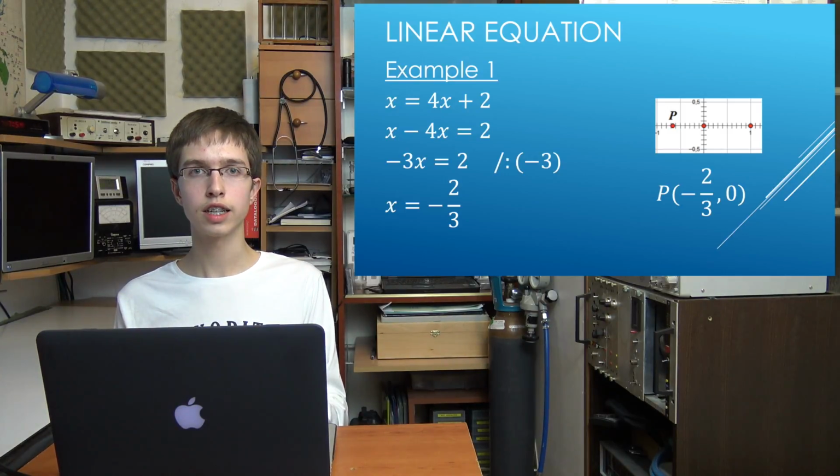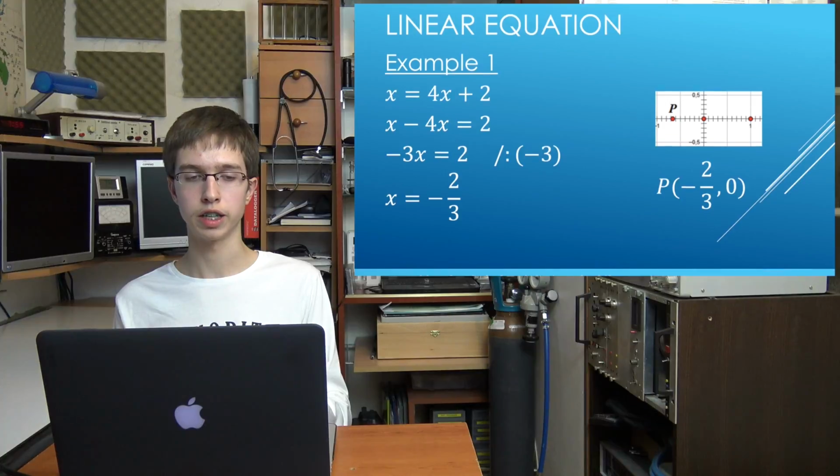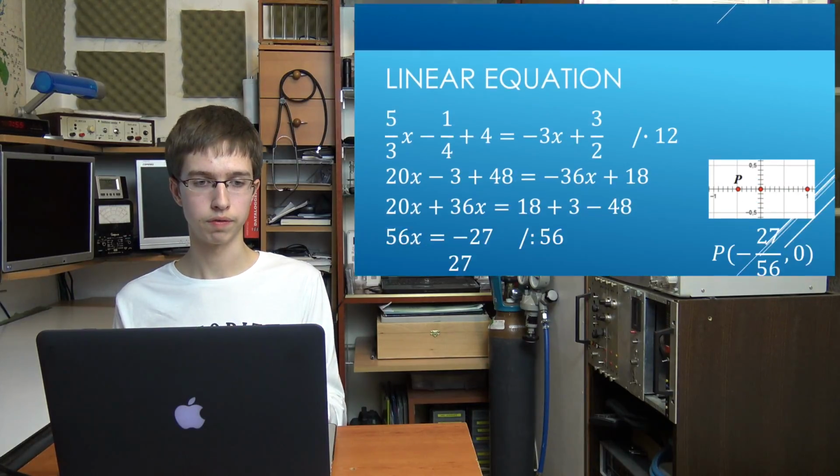And this x is actually x coordinate of some point P in xy coordinate plane, which has y coordinate 0, and it represents the solution of this linear equation. Now we have more complicated example of linear equation where we have to apply distribution property of multiplication. So this number which is in front of parenthesis has to be multiplied by each member within the parenthesis. And we have here that calculation.